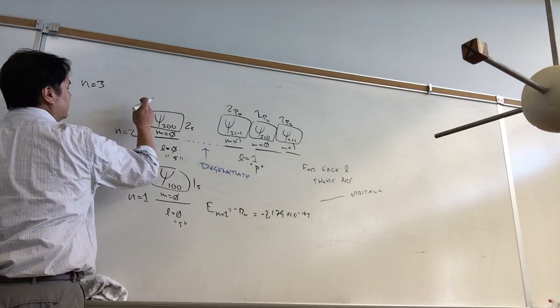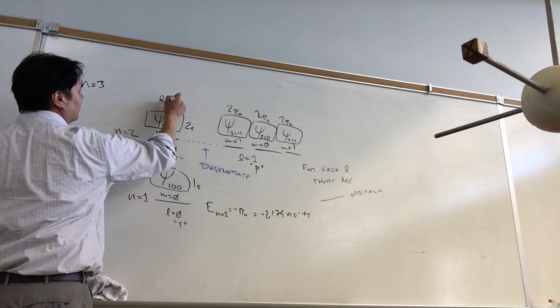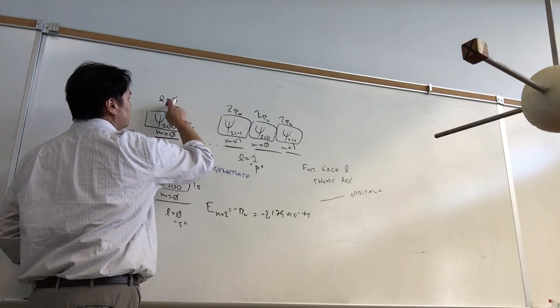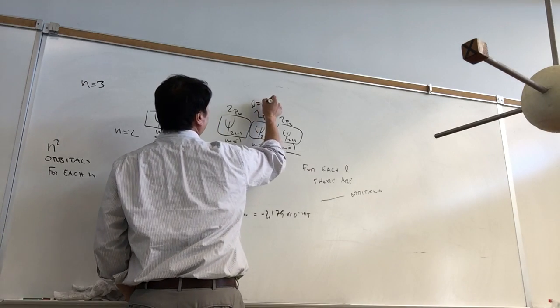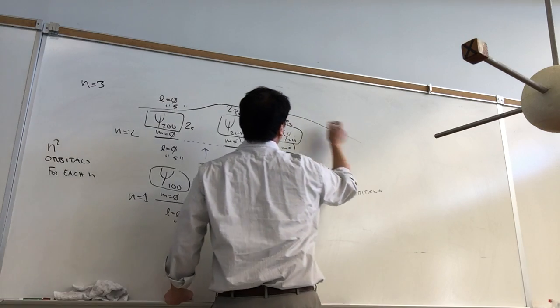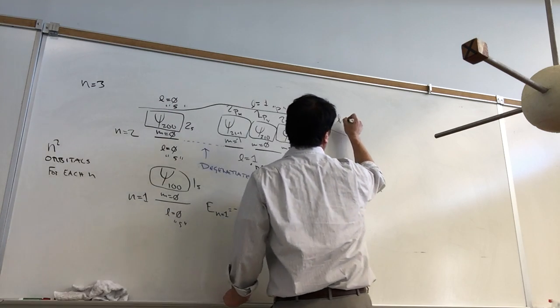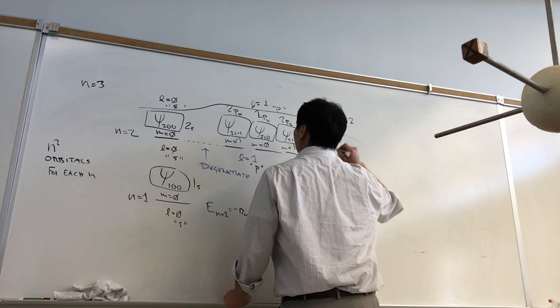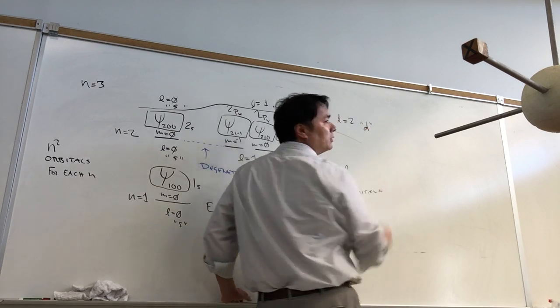If n equals 3, what are the L values I'm allowed? I'm allowed L equals 0, which is the s orbital. I'm allowed L equals 1, which is the p orbital. And I'm allowed L equals 2. What kind of orbital is that? It's a d orbital.